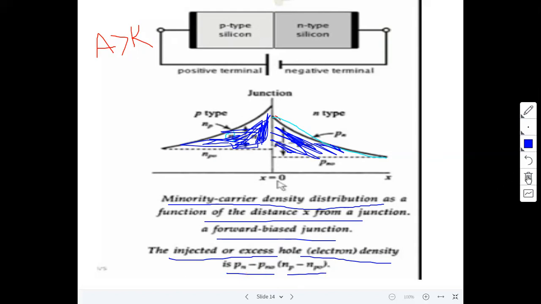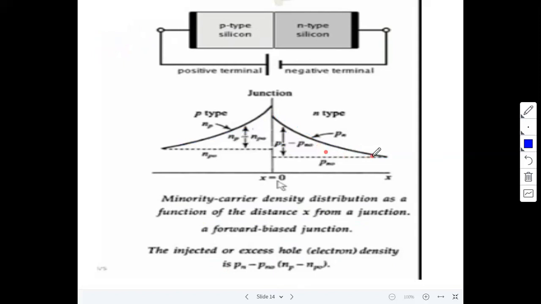This is the charge, remember this. Hole charge Pn minus Pn naught. Similarly, this is the electron charge Np minus Np naught. Why are these minority carriers on the other side during forward bias? They cross the junction and diffuse exponentially on both sides. This is the minority carrier density distribution when the diode is in forward bias.